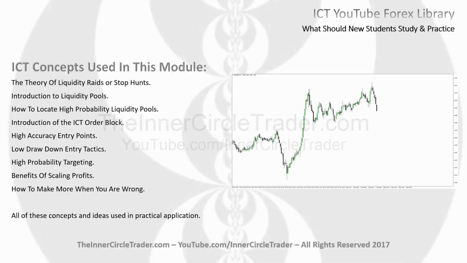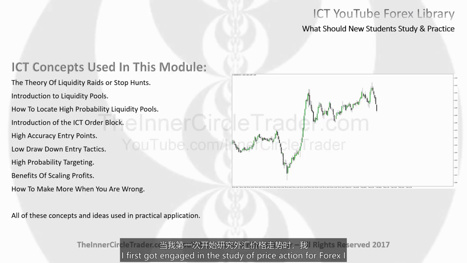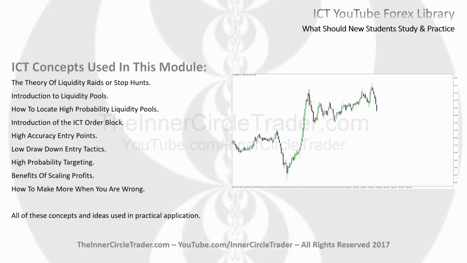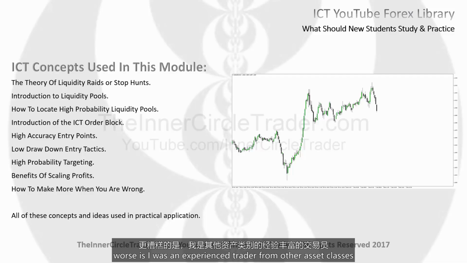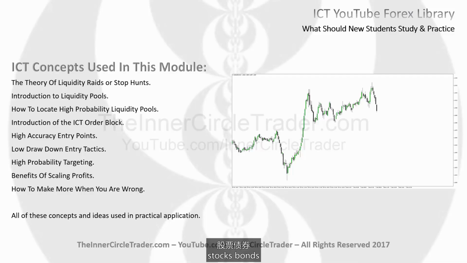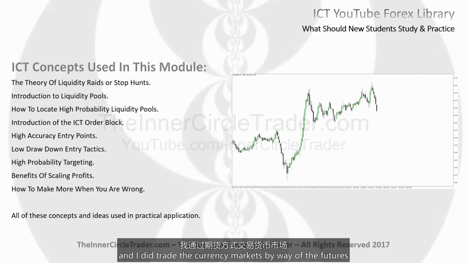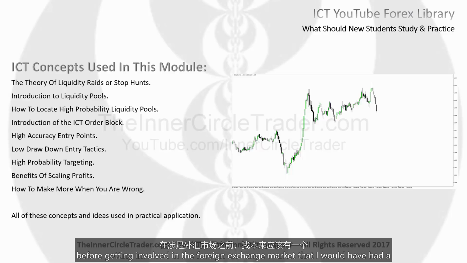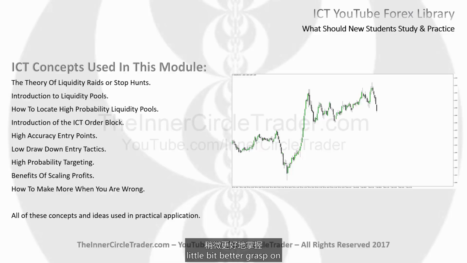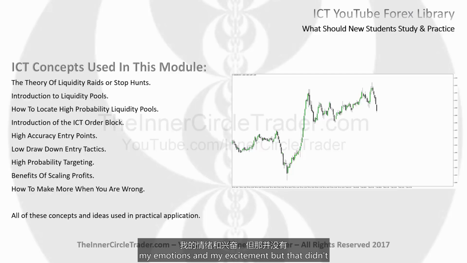However, like you, when I first got engaged in the study of price action for Forex, I quickly found myself doing a lot of things I shouldn't have been doing. And what's worse is I was an experienced trader from other asset classes: stocks, bonds, commodities. And I did trade the currency markets by way of the futures market. So you would think, having a decade or more of experience before getting involved in the foreign exchange market, that I would have had a better grasp on my emotions and my excitement.